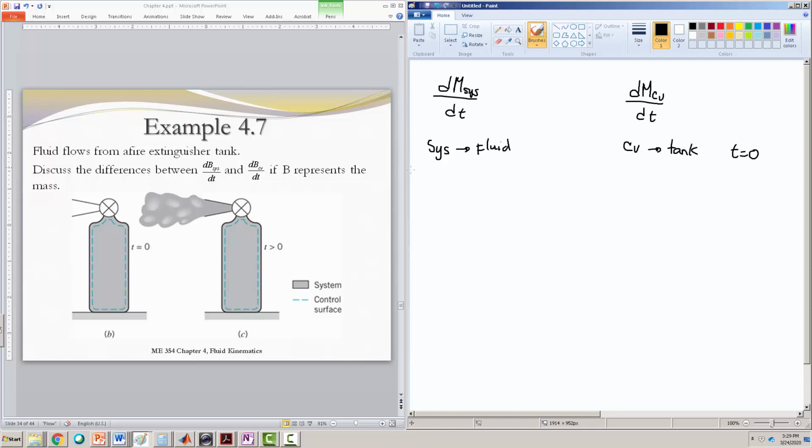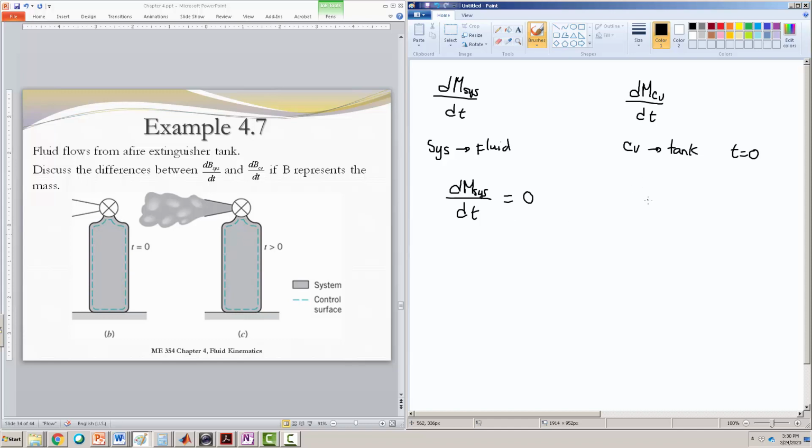Therefore, the change of the mass in the system as a function of time is going to be 0. Okay? Why? Because the amount of the fluid is not lost. It is simply displaced from one location to another. It goes from the tank to the outside, but the addition of whatever is outside and whatever is inside should be equal to the amount that was originally in the tank.